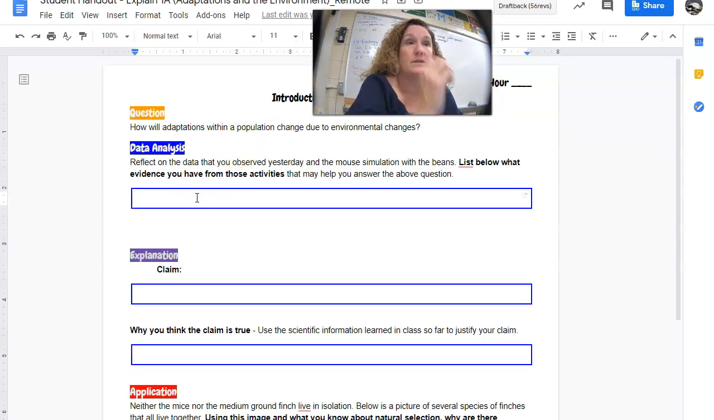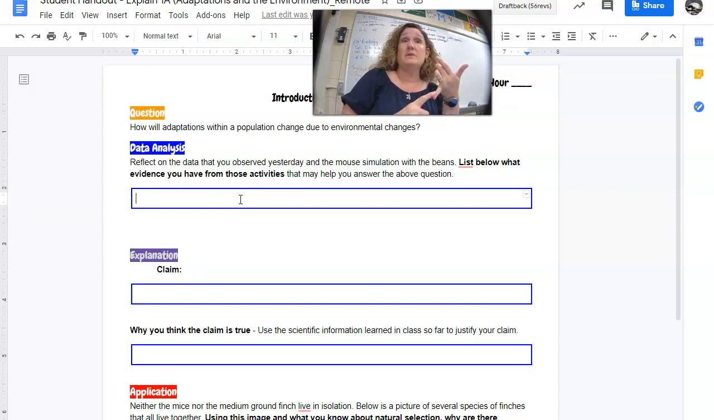And so underneath the data analysis, I would like you to summarize both the activity from the finch. Okay, so you're going to reflect on the data that you observed in the finch and in the mouse simulations and/or the rabbit simulations, depending on which class you're in. You have slightly different simulations that you looked at. But what you're seeing here is you're going to summarize the data. So this is your evidence.